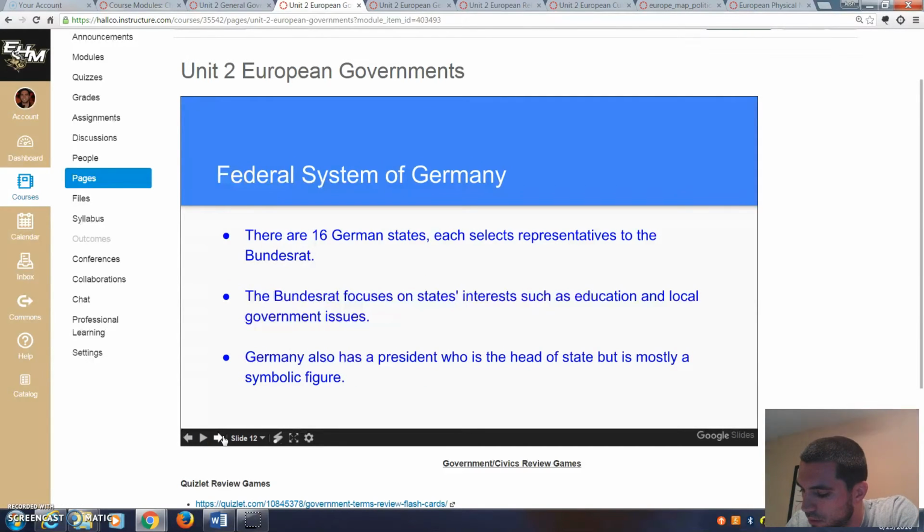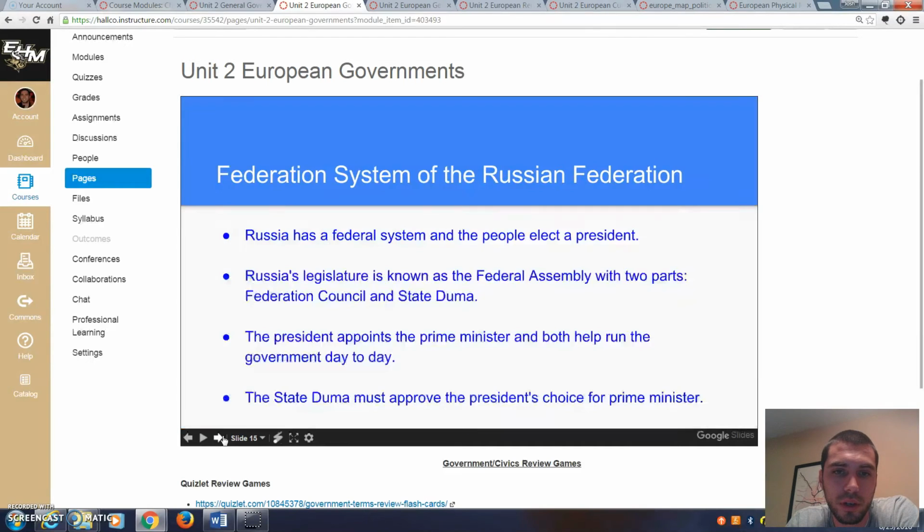Okay, we are moving on. What is the name of the 2 legislative branches in Russia? So we need to go all the way to Russia right here, and we're looking for the 2 legislative branches. Here they are. In this bullet point, it says Russia's legislature is known as the Federal Assembly with 2 parts. And it says they are the Federation Council and the State Duma. So your answers will be in this bullet point. You're looking for the 2 parts. Okay, for number 8.